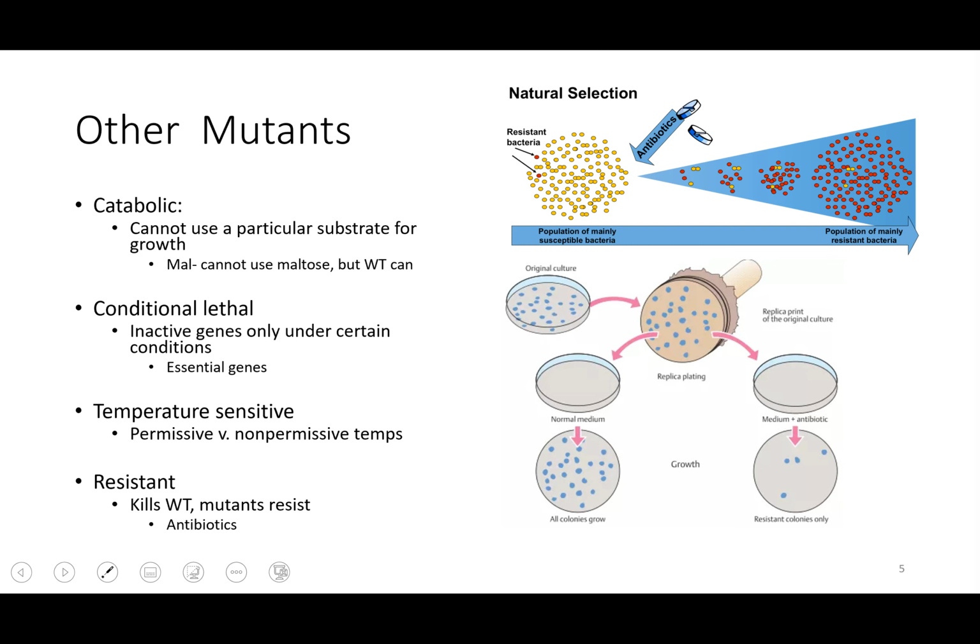There's other types of mutations out there. There's catabolic mutations. So instead of anabolic mutations that are missing something required in biosynthesis, this means they can no longer use a particular substrate for growth. So if you take out any other sugar besides maltose, we can look for maltose deficient mutants. If you have other sugars in there, you can't confirm that it's a maltose deficient mutant.